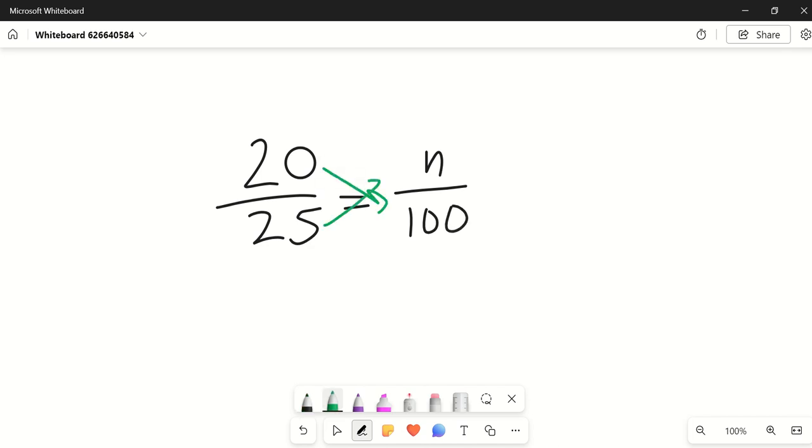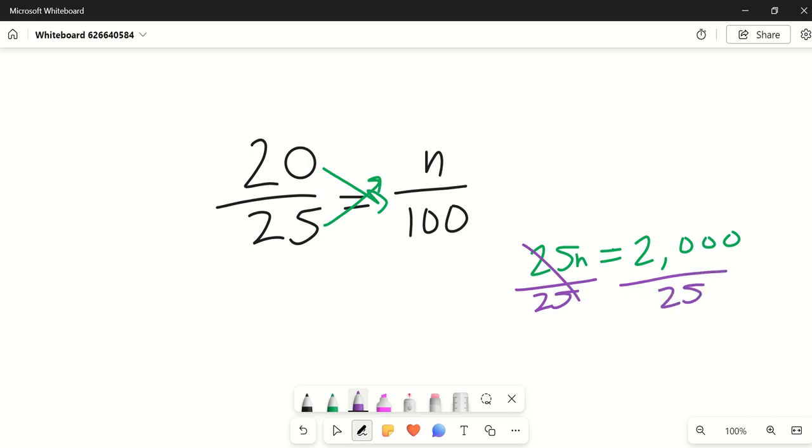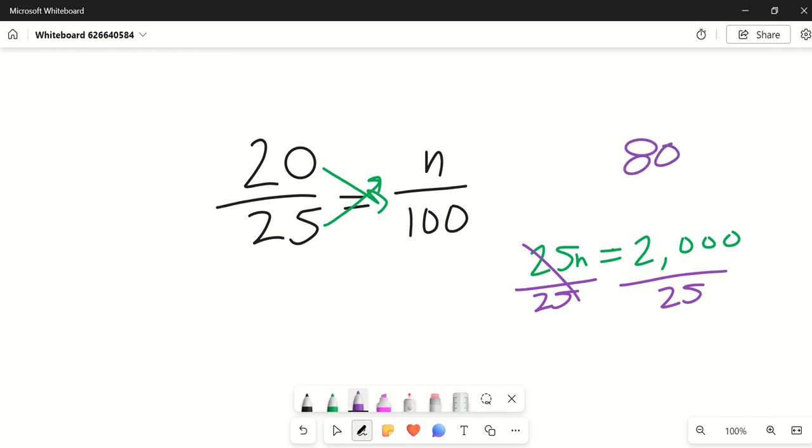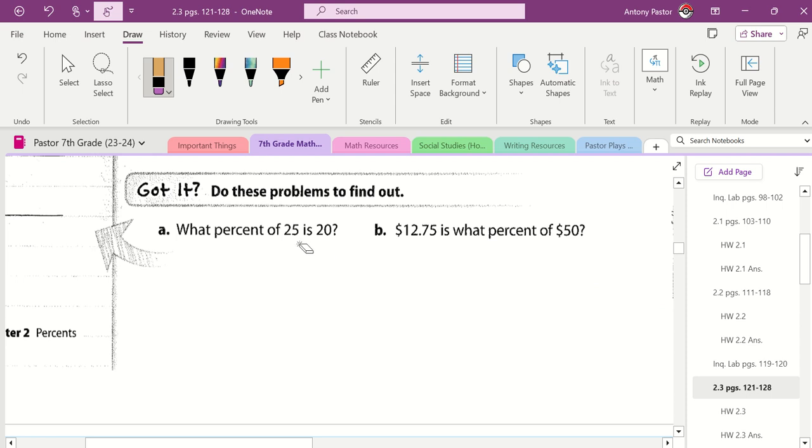So it'll be 25N equals 20 times 100, which will be 2,000. Let's divide both sides by 25. N will equal whatever 2,000 divided by 25 is. And that will be 80. And since it's percentage that was missing, we're going to write that 20 is 80% of 25.